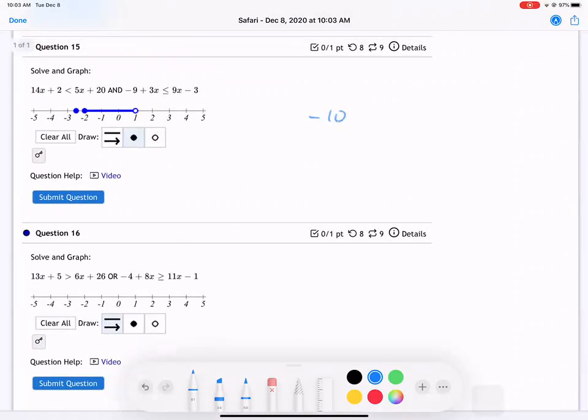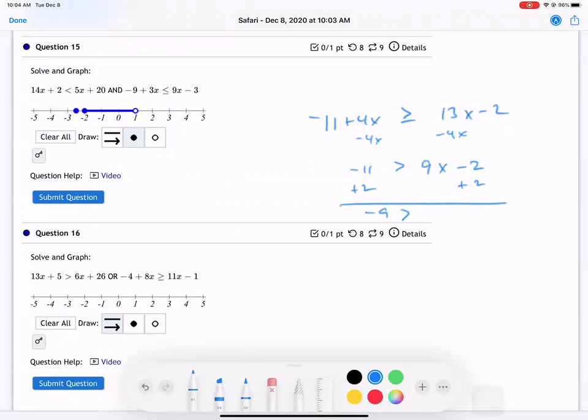Okay, -10. So this is -11 plus 4x greater than or equal to 13x minus 2. Let me double check that. -11 plus 4x greater than or equal to 13x minus 2. Sure. Then I'm going to minus 4x to both sides. Remember, -11 is greater than or equal to 9x minus 2. We're going to add 2 to both sides, and then we end up with -9 greater than or equal to 9x. When we divide both by 9, that gives us x is less than or equal to -1. So I think you probably messed up on maybe copying the sign. Maybe over here. Gave you a fraction.